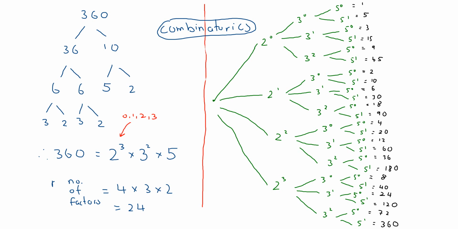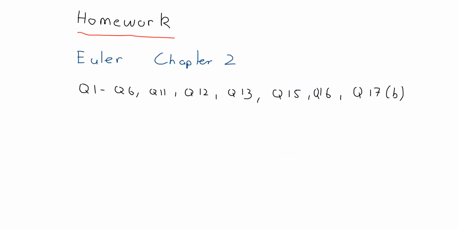Okay, the homework. So for the homework, you're to do your Euler Chapter 2, and you're going to do questions 1 to 6, and that means 1, 2, 3, 4, 5, and 6. It doesn't just mean 1 and 6. Then you're going to do 11, 12, 13, 15, 16, and 17b.